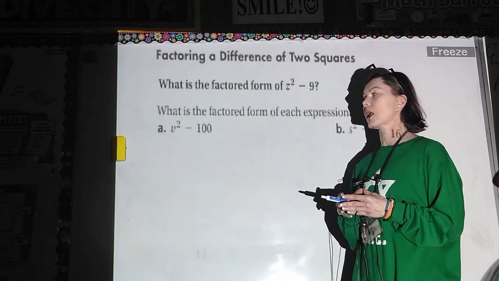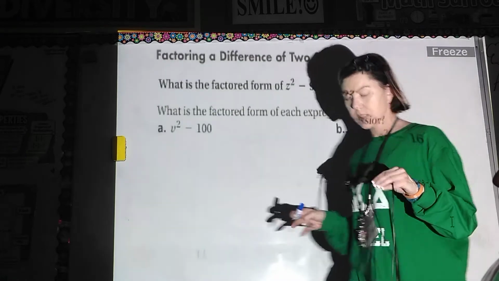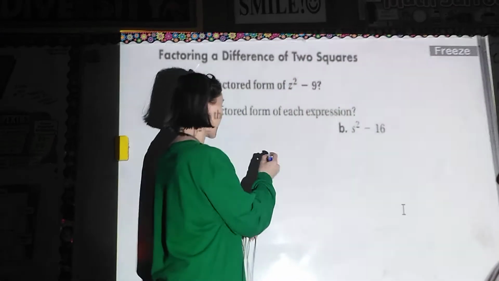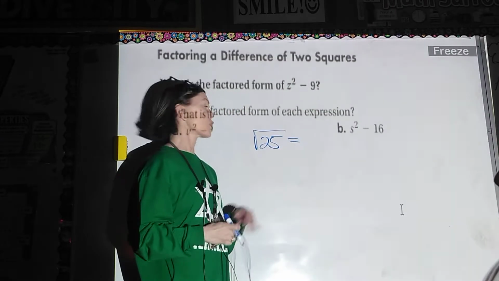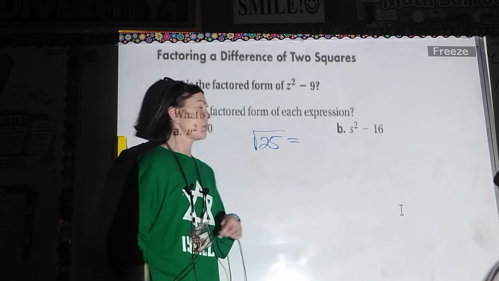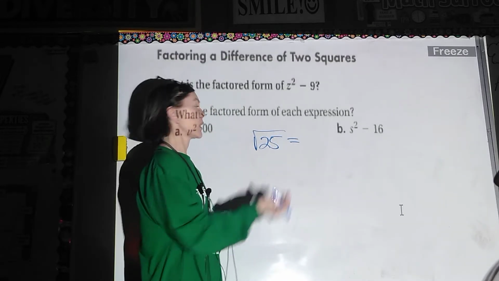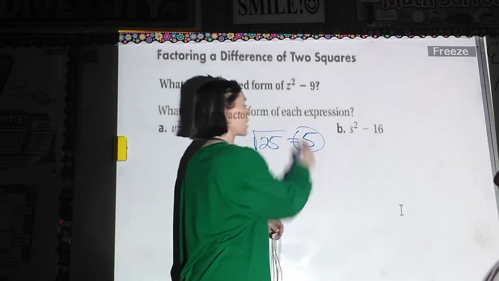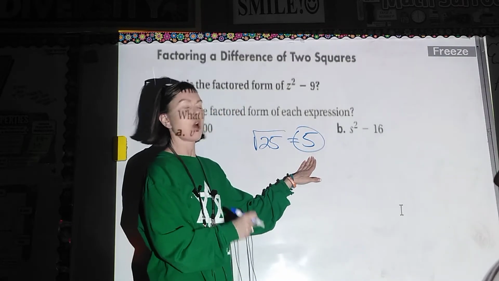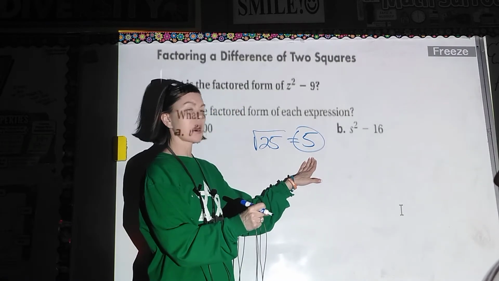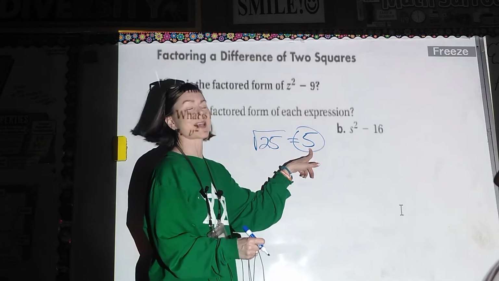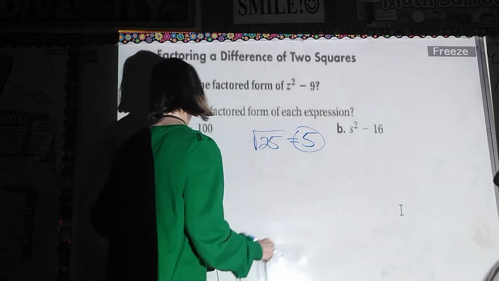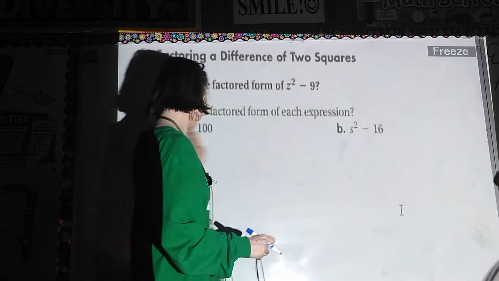Let's remember that a perfect square is when you can say, for example, the square root of 25. 25 is a perfect square because what times what gives you 25? 5. And you got a whole number for your answer. So that's how you know that 25 is a perfect square, because this was not a decimal. Let's keep that in mind.